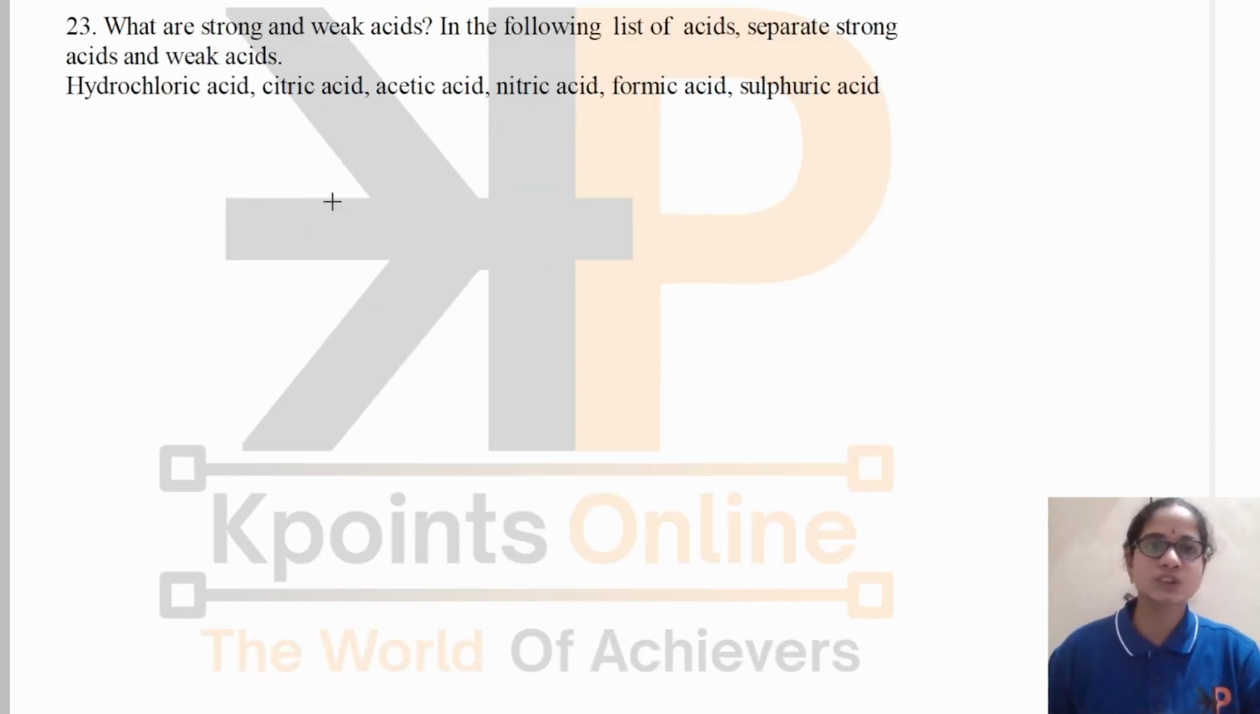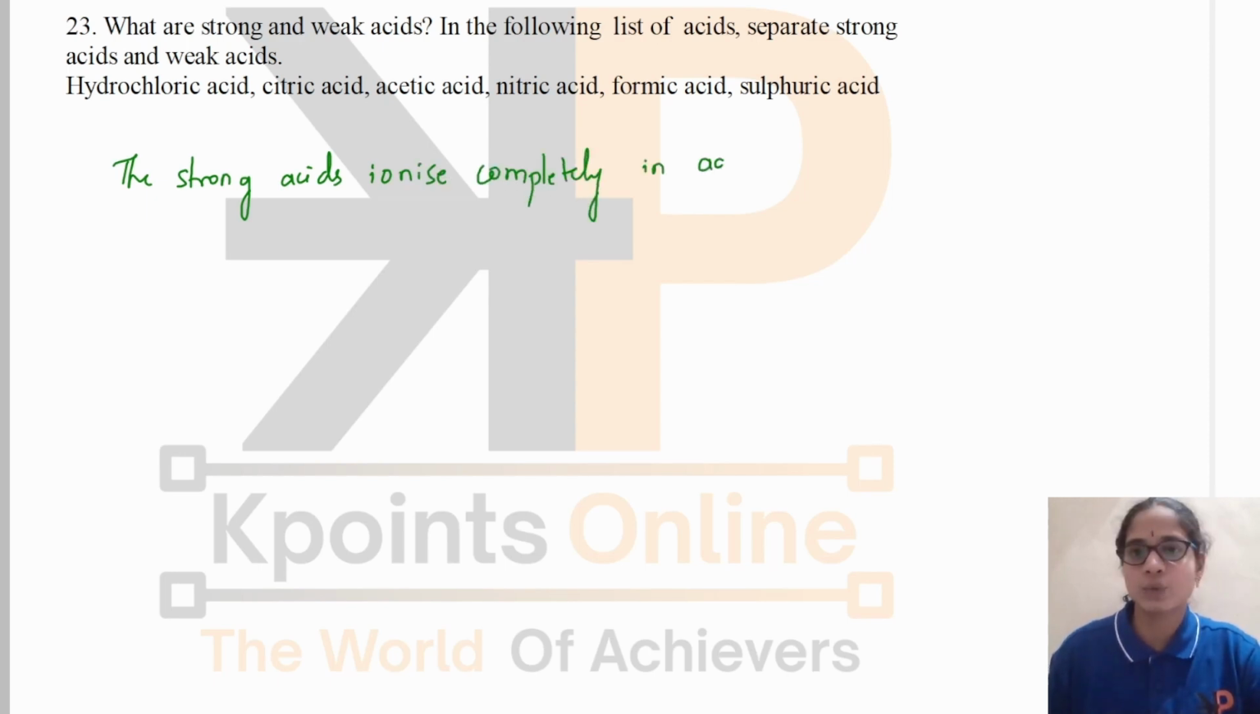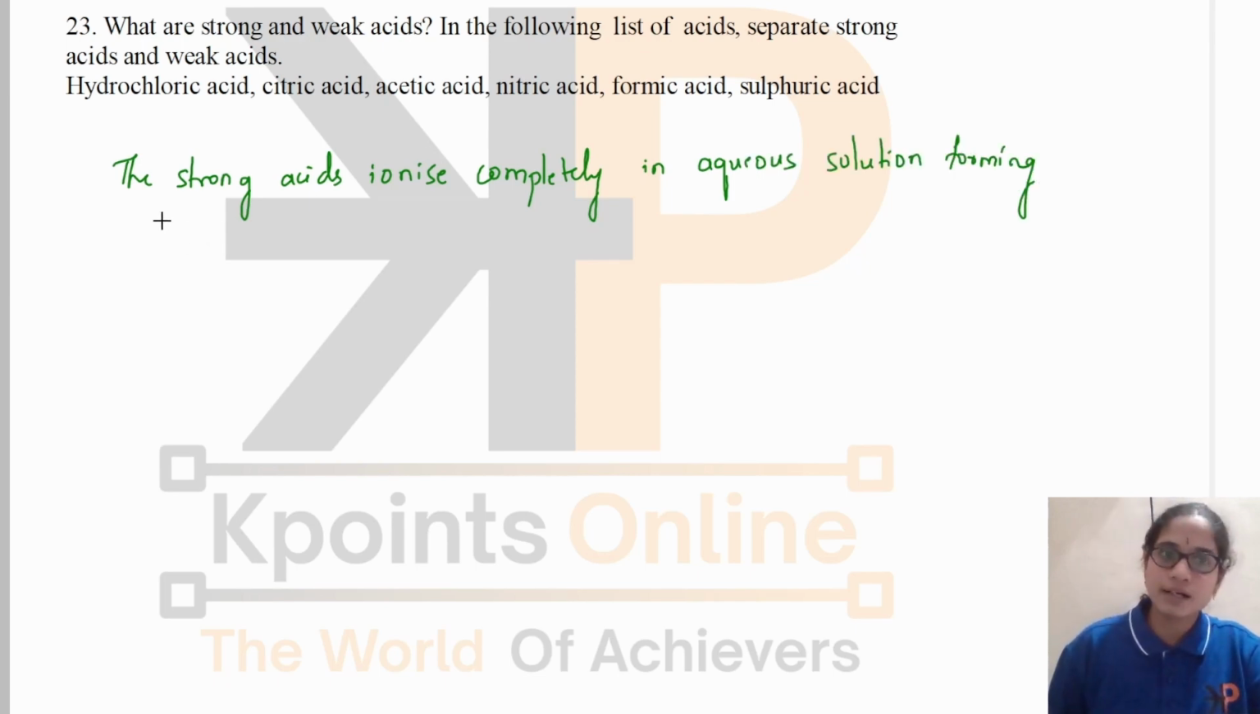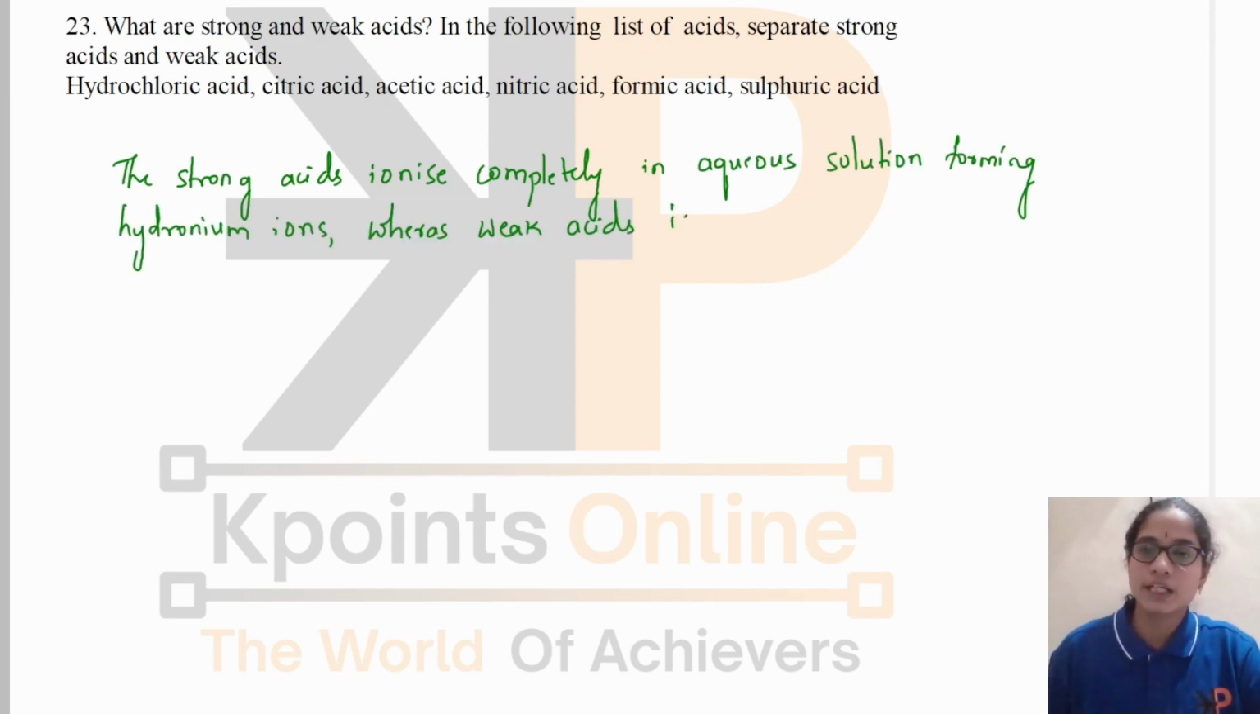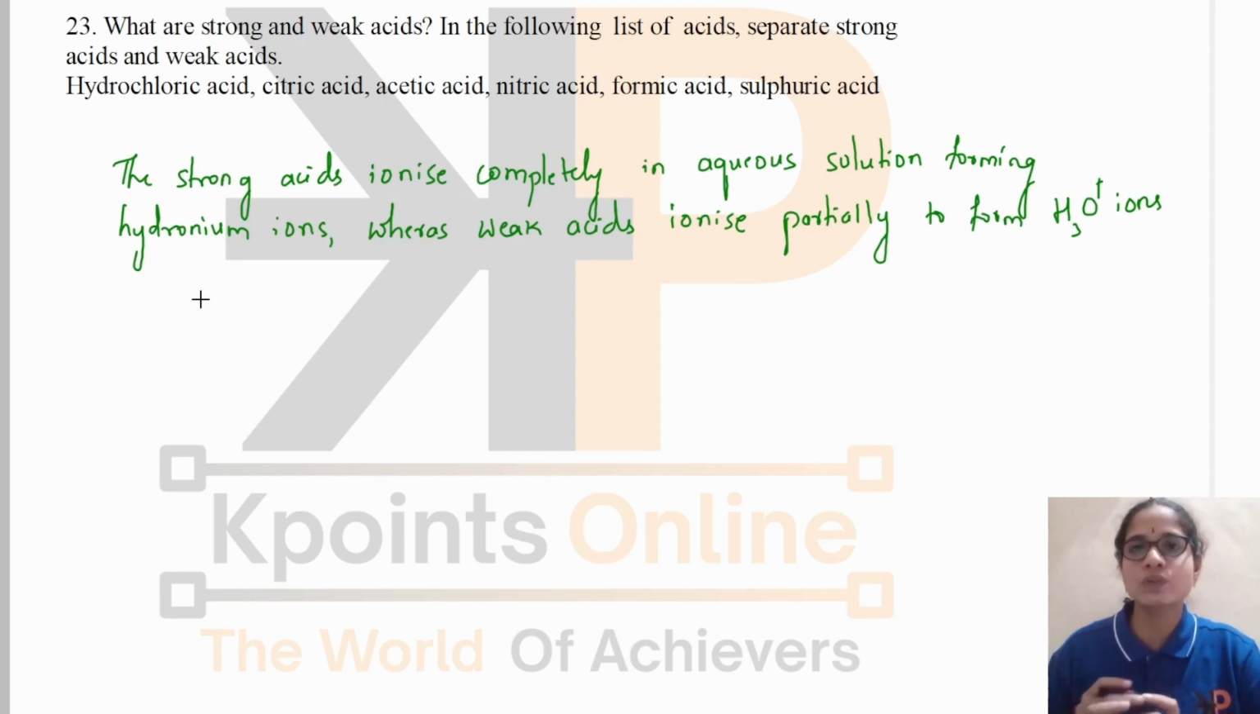Okay, then the next question is, what are strong and weak acids? In the following list of acids, separate strong acids and weak acids. Okay, we know that the strong acids ionize completely in aqueous solution. They ionize completely in aqueous solution, forming hydronium ions. Whereas weak acids ionize partially to form hydronium ions. Means in case of weak acids, what happens? All the molecules are not ionized. Only some molecules are ionized to form hydronium ions.